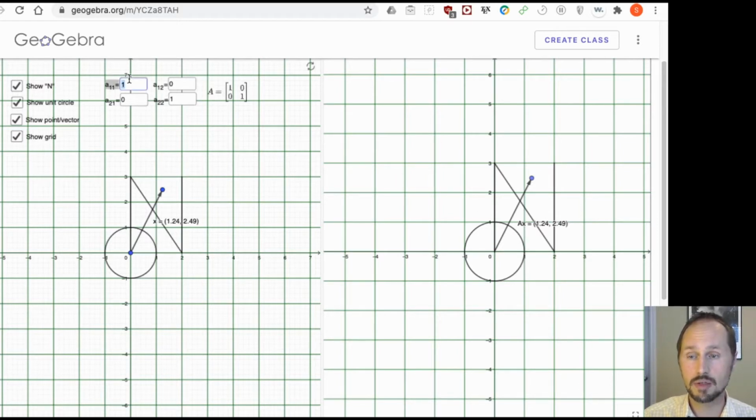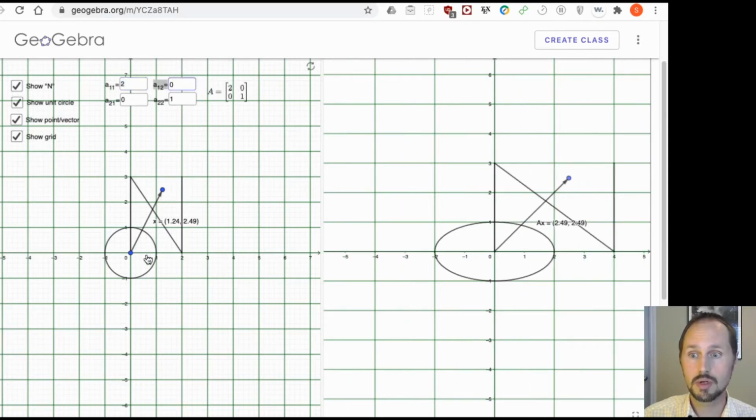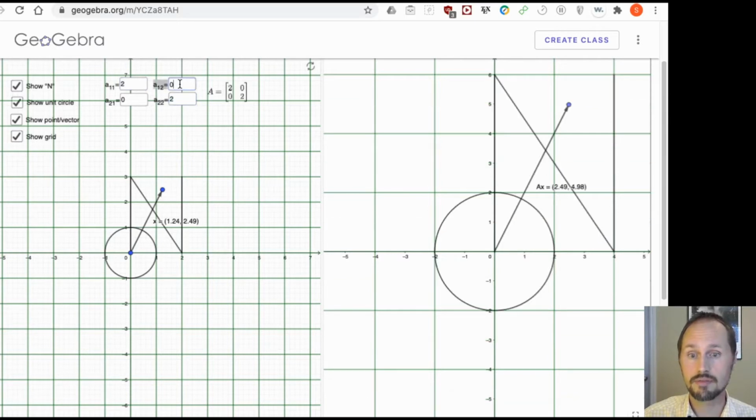If I scale in one direction, here I'm scaling by a factor of 2, then that little square becomes a little rectangle. It's a 2 by 1 rectangle, so the area of that becomes 2. If I scale in both directions by a factor of 2, then my little square becomes a bigger square. This 1 by 1 square gets mapped to a 2 by 2 square, and so we find ourselves with something of area 4.